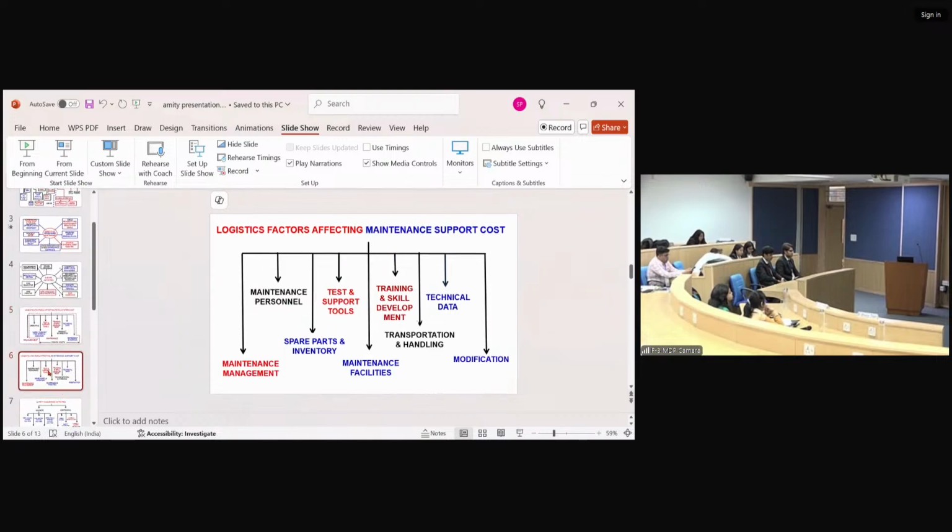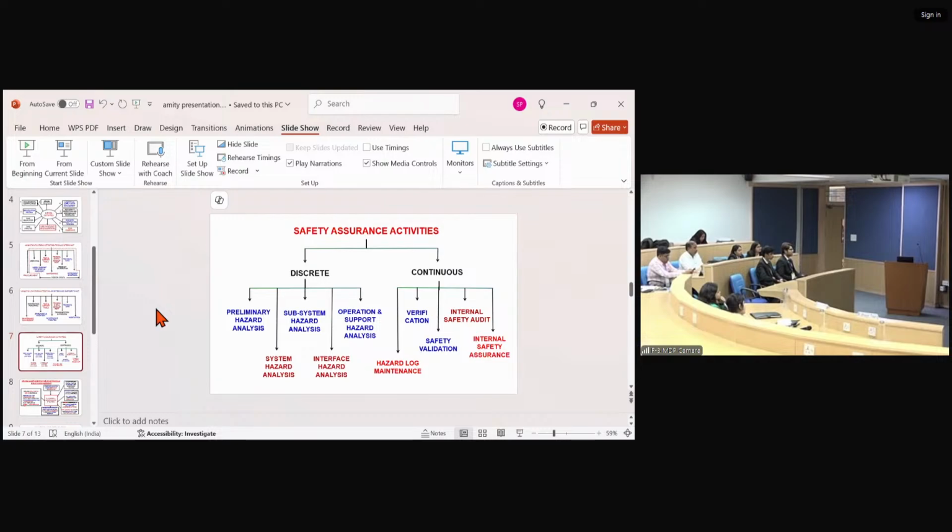Then comes maintenance support cost: maintenance management, maintenance personnel. You will have to pay salary, you will have to give training, all these things will come. Spare parts and inventory, test and support tools, maintenance facilities, training and skill development, transportation. You will have to shift your spare parts from some depot to the site. Then technical data modification. Everything requires a cost.